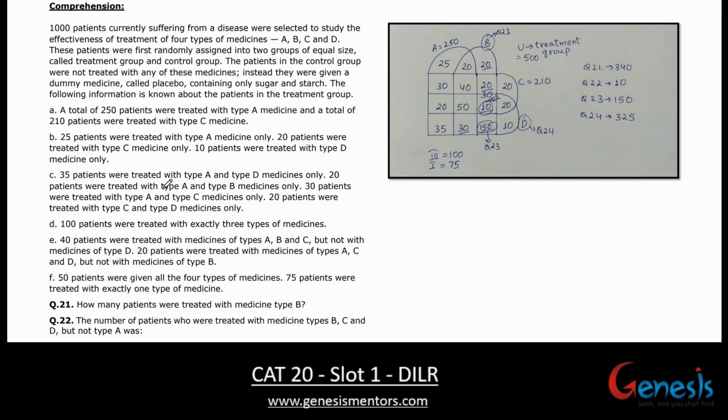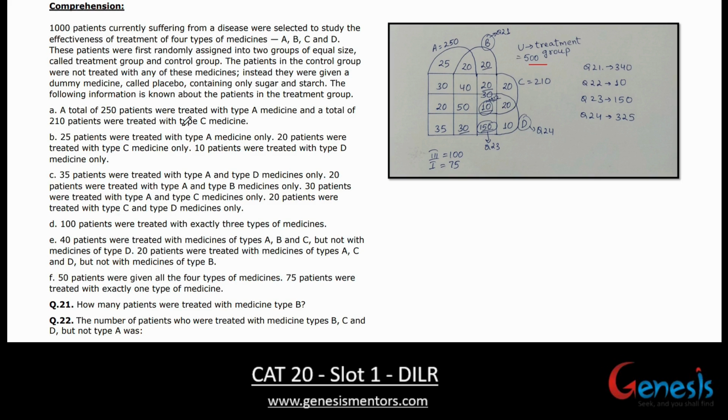Now by looking into the condition, it seems like a total of 250 patients were treated with type A medicine. It seems a question of set theory and we will make a diagram of 4 sets. So 4 sets are there, A, B, C and D, and the universal set of this is the treatment group, which is 500, and these are the 4 sets, A, B, C and D. Right, now we'll represent the conditions.